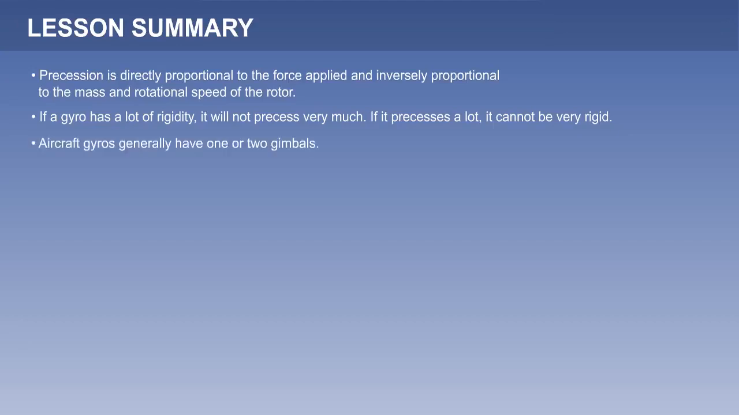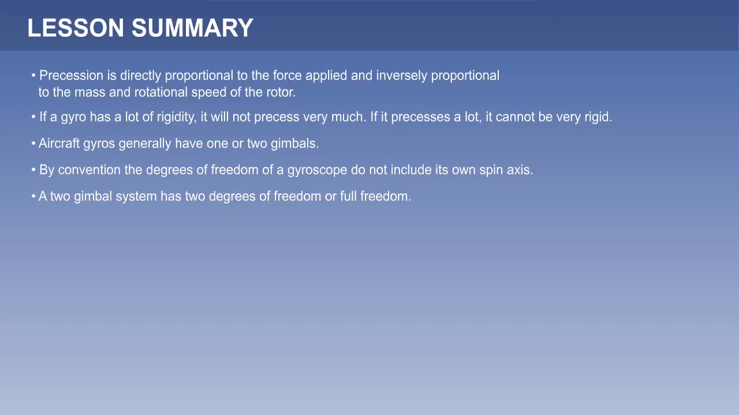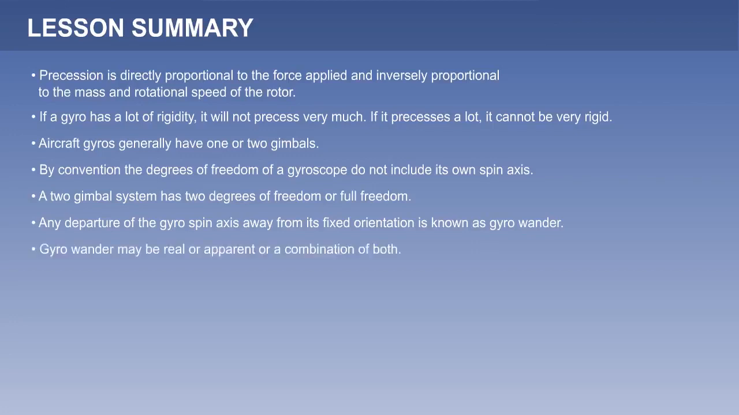Aircraft gyros generally have one or two gimbals. By convention, the degrees of freedom of a gyroscope do not include its own spin axis. A two-gimbal system has 2 degrees of freedom, or full freedom. Any departure of the gyro spin axis away from its fixed orientation is known as gyro wander. Gyro wander may be real or apparent, or a combination of both. Both real and apparent wander may be subdivided into drift or topple.